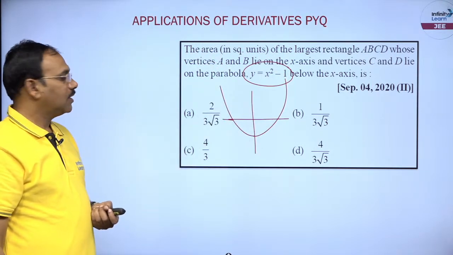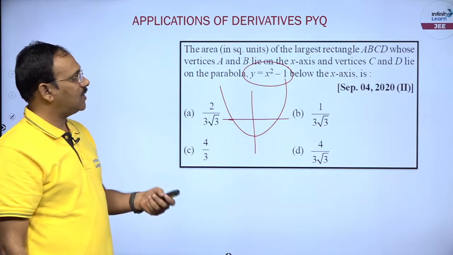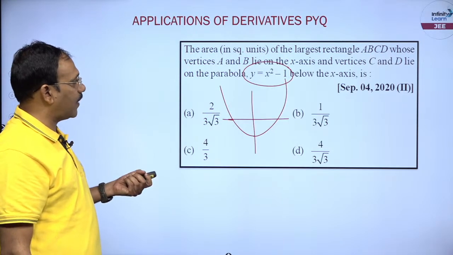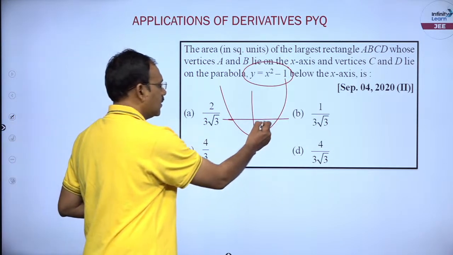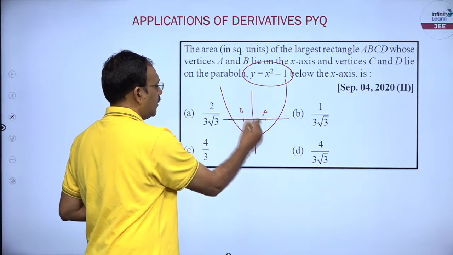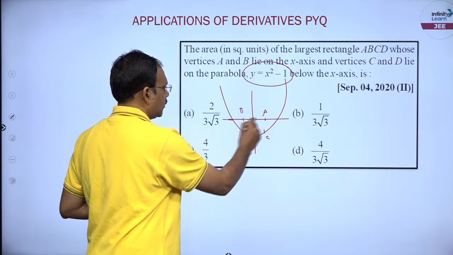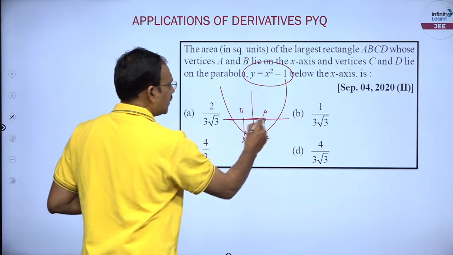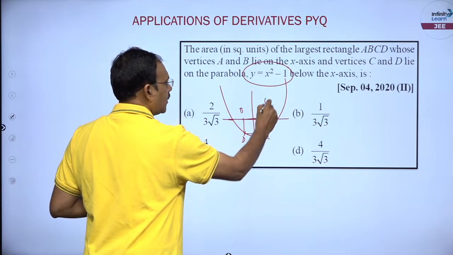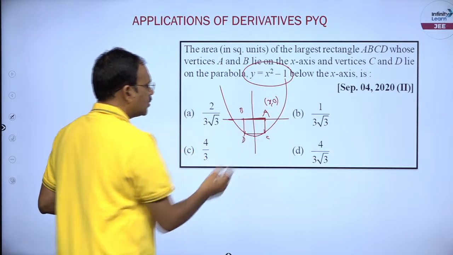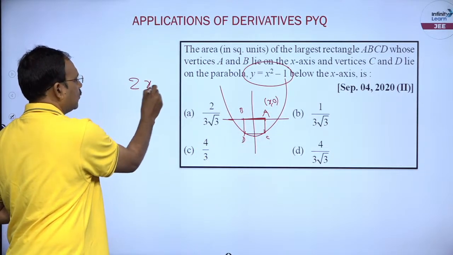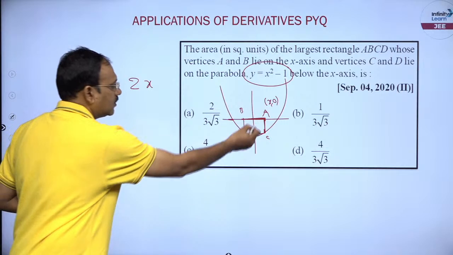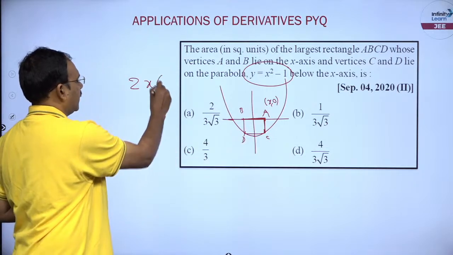Suppose he is saying ABCD is a rectangle whose two vertices lie on x axis, CD lie on the parabola below the x axis. That means, suppose AB are taken here, you can take CD here. So, this is going to be the rectangle. So, suppose this length is x, dear friend, that means the point A is like x comma 0, this is going to be 2x, length of the rectangle is 2x, breadth, since this parabola is y is equal to x square minus 1, this length you can take like x square minus 1.